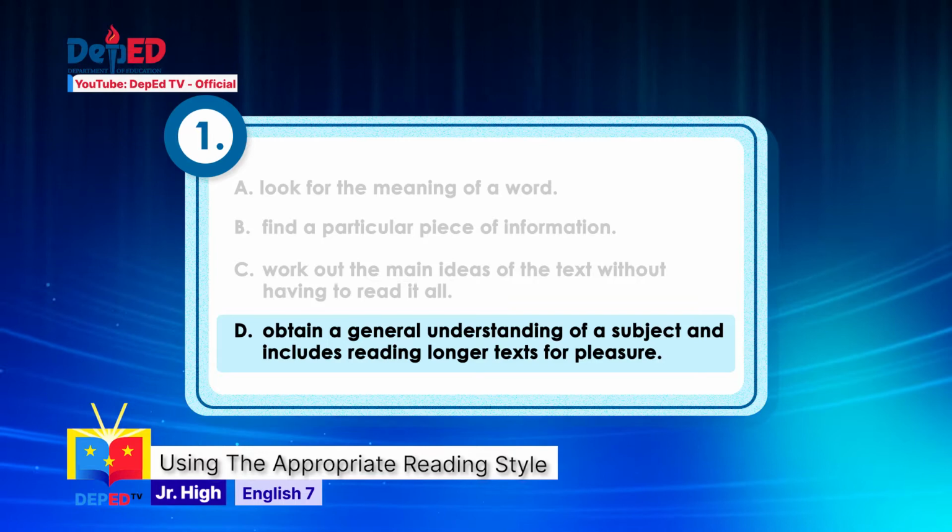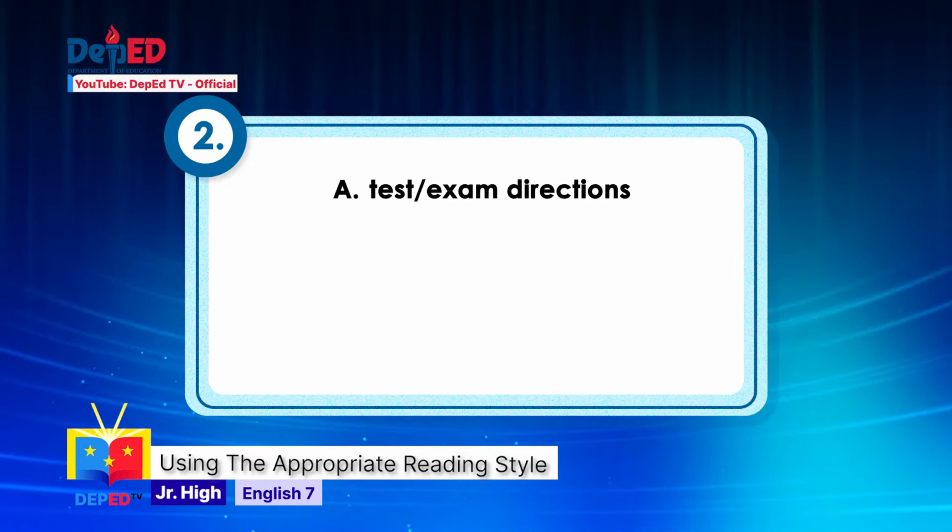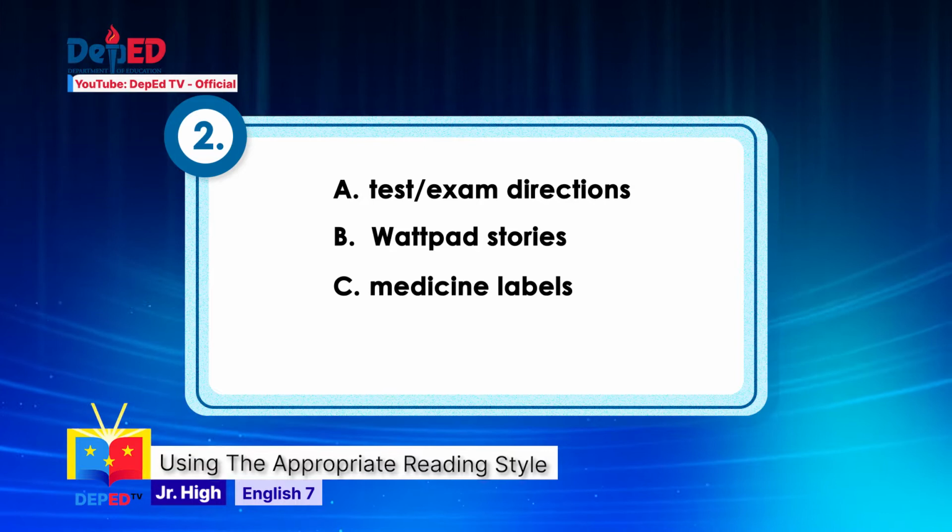Number 2. The following items do not involve fast reading, except letter A, test or exam directions. Letter B, Wattpad stories. Letter C, medicine labels. Letter D, Google search.